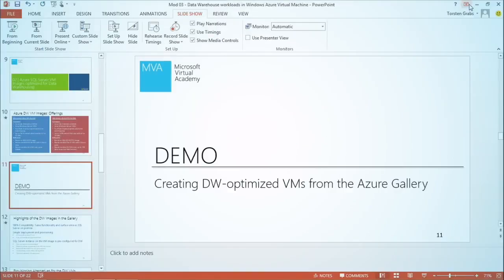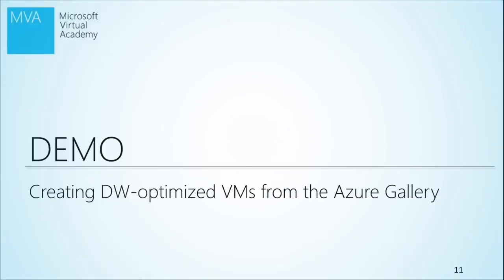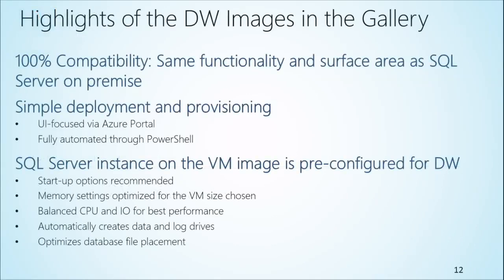So why don't we jump back into the presentation while we wait for this to finish, and talk a little bit about the highlights of these virtual machines. What are you getting? What is the configuration in more detail? One of the key benefits that I really want to call out is that those virtual machines are 100% compatible with the functionality and the surface area of SQL Server on-premise. So whatever you've done already for your on-premise offerings, functionally, it's the same for those virtual machines. Obviously, you're running those virtual machines in the cloud, so you may see some differences in performance because you're sharing the infrastructure with other cloud customers.